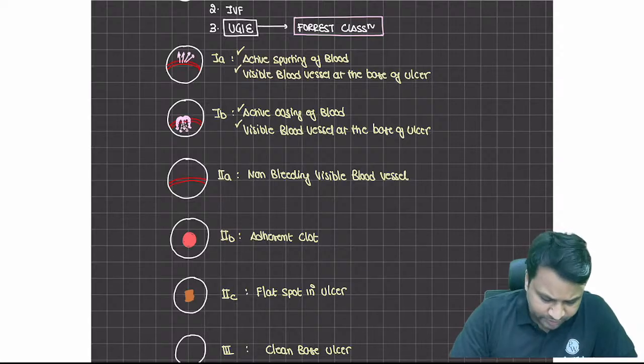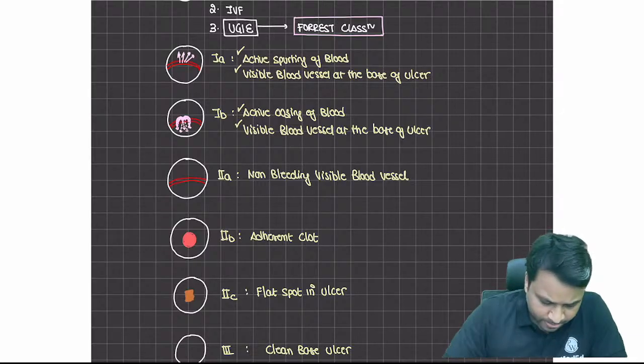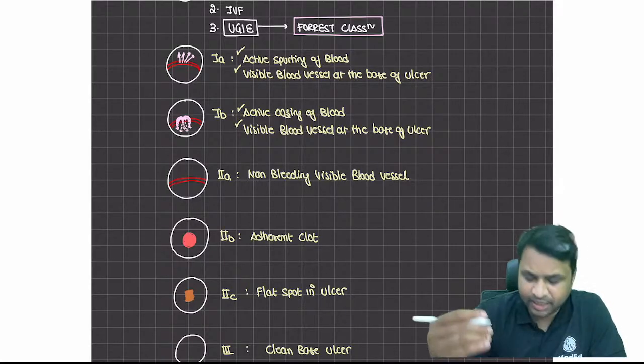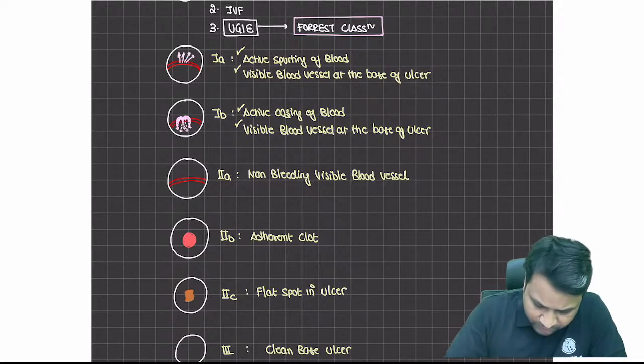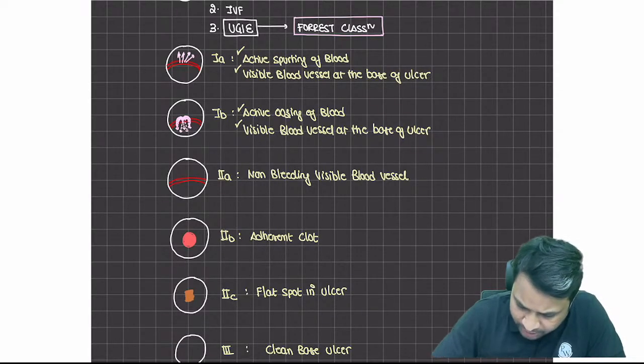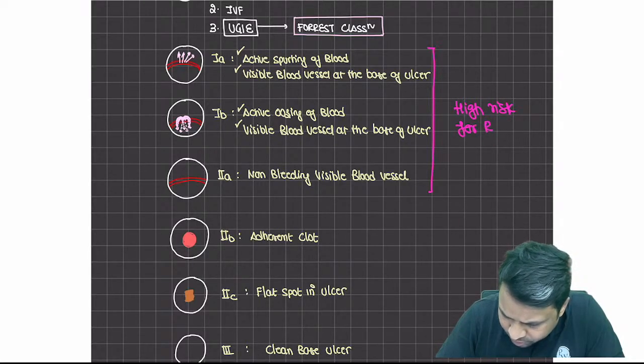Okay? Now, when we say the characteristic of the entire categorization that you have, we are going to assess the risk for rebleeding, right? So when you talk about the risk for rebleeding, we can categorize the risk into various categories: high, intermediate, and low. Remember the first three that you have, that is 1A, 1B, and 2A, they're considered to be high risk for rebleeding.